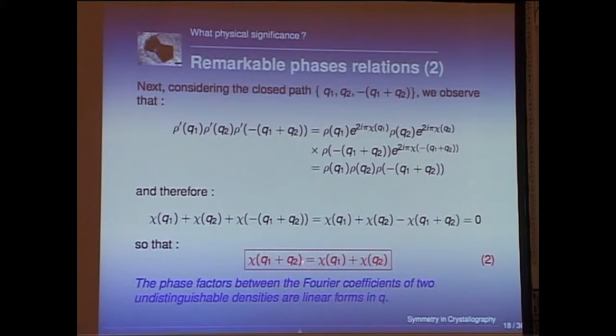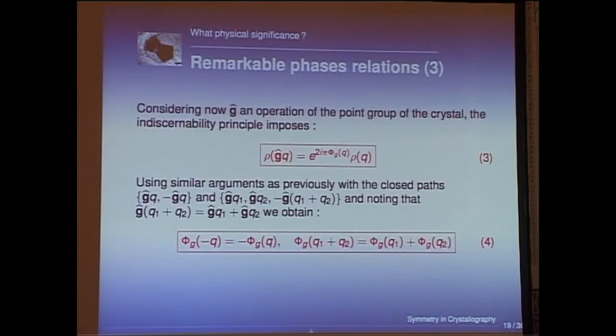Chi of Q1 plus Q2 is chi of Q1 plus chi of Q2. So we discovered first that chi is linear. There is only a phase factor between the two Fourier coefficients. Secondly, this phase factor, look at that, is a linear form in Q. Of course, you have in mind Q scalar T.